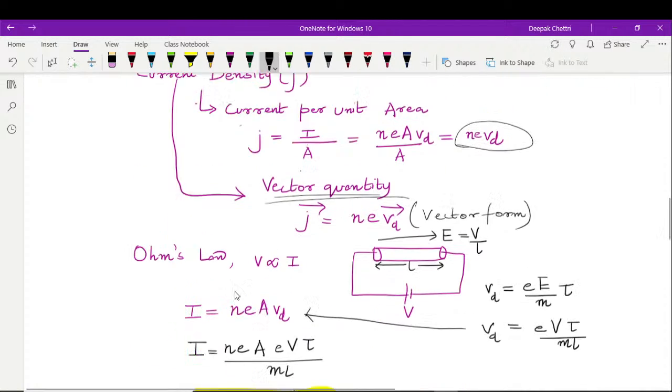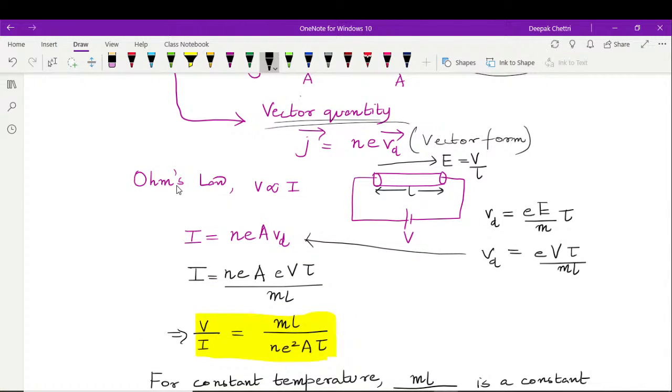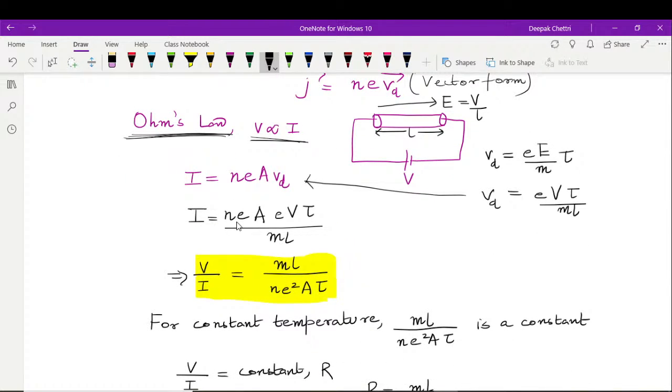And next I was trying to prove Ohm's law. So far you have only studied the relation V is proportional to I, but you don't know the proof, right. So we're trying to prove that. How did I start? I took again the same conductor, length L, battery V, and electric field E. So I is equal to NEA Vd, which we have derived above.